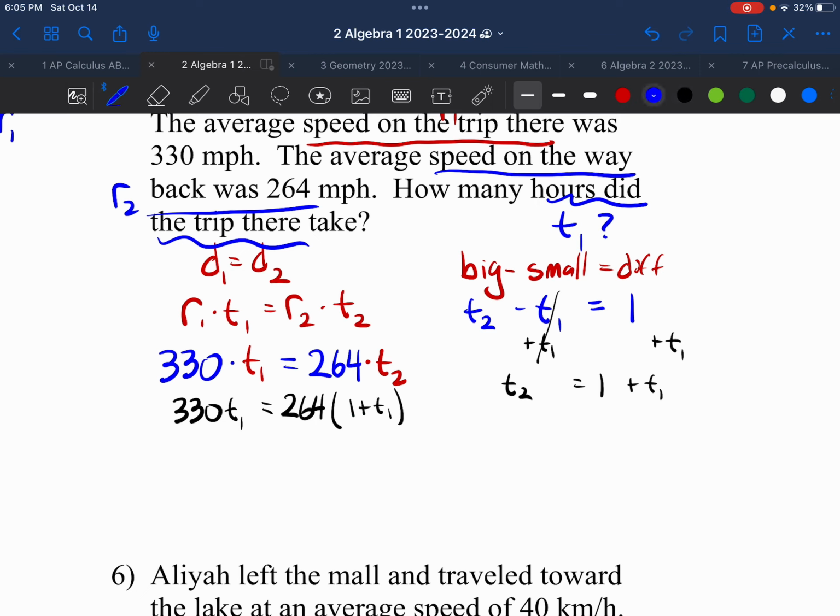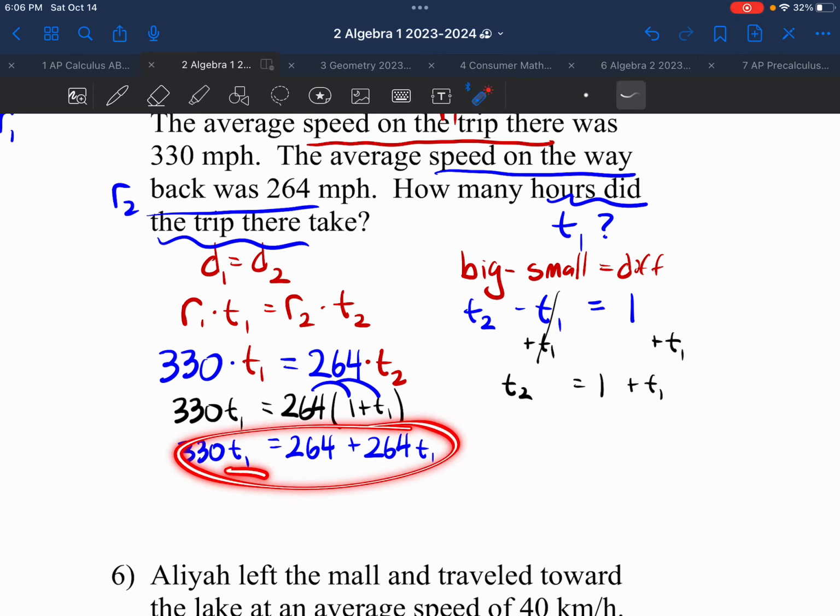From here, I'm going to distribute. 264 times 1 is equal to 264. And then I'm going to multiply 264 times t1. I get a positive 264 t1. And the left-hand side hasn't moved. It's still 330 t1. Notice what we've done. We have one equation with one type of variable. There's two variables, but they're the same type of variable.